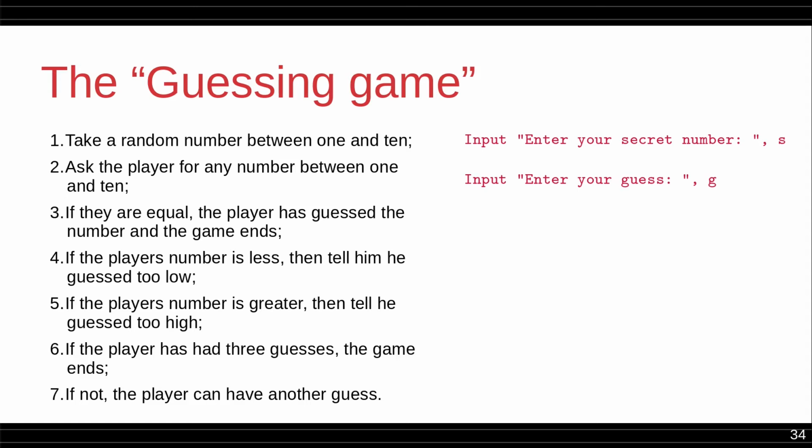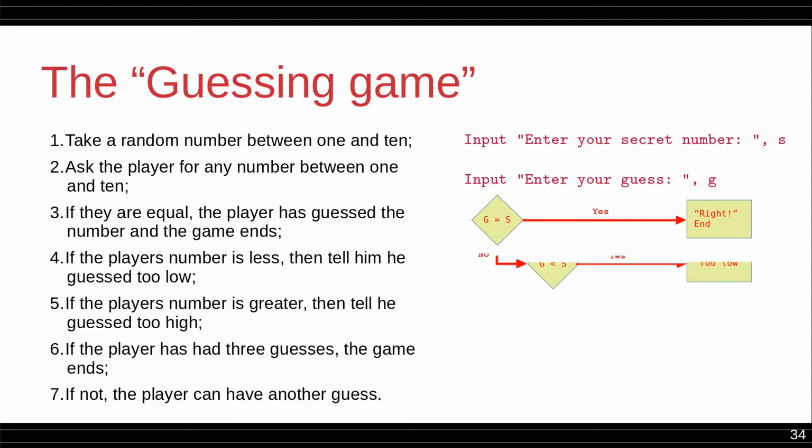Now we get to the conditional part of the game, where the computer has to evaluate the result. And let's use our flowchart for that one. If the guess equals the secret number, then the game stops and the player has won. And then we follow our no branch. If it isn't equal, it could be lower. And if it does, let the computer respond by printing too low. But the program itself continues.